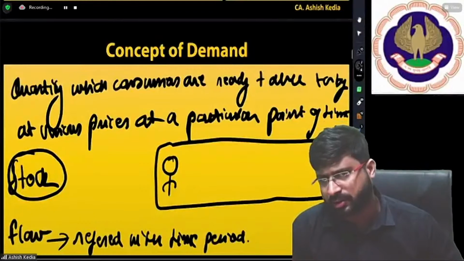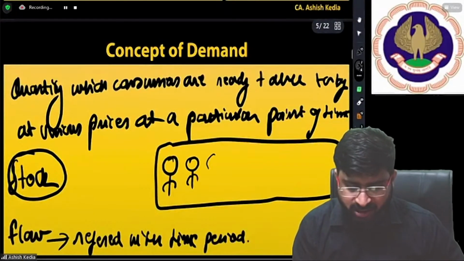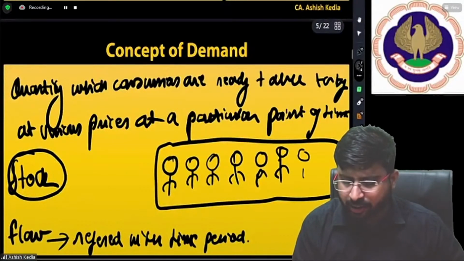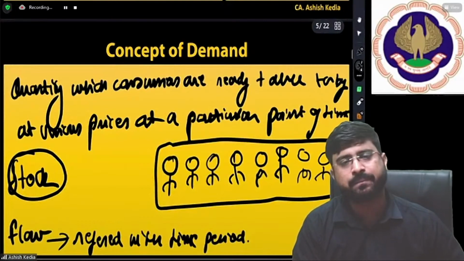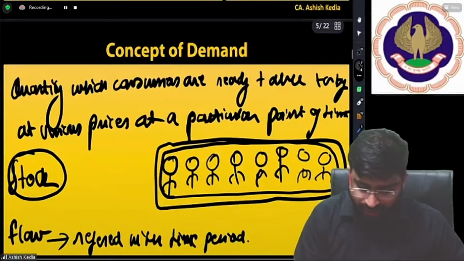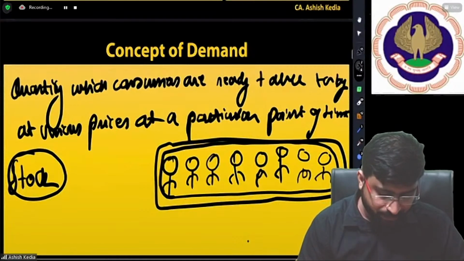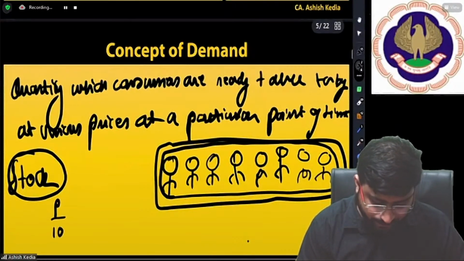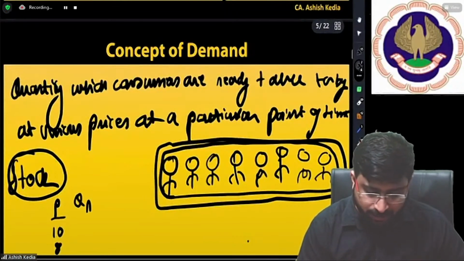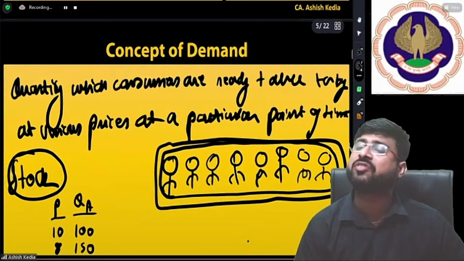Obviously, sir, in a market there are many consumers like Mr. X, Mr. Y, Mr. A, Mr. B, Mr. Z, Mrs. B, Mrs. C, Mrs. D, and so many other people. So when we club their demands together, I'll give you an example. Let's say the price of a commodity is 10 and then it falls to 8 rupees. The quantity demanded by Mr. A is 100. When it goes down, quantity demanded rises to 150.